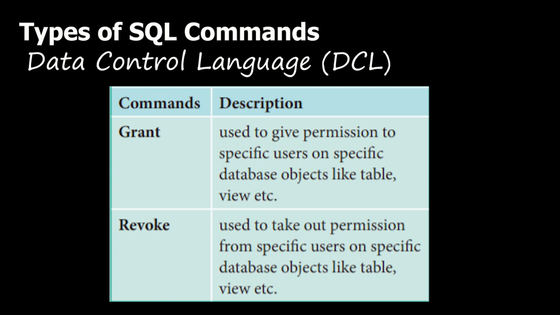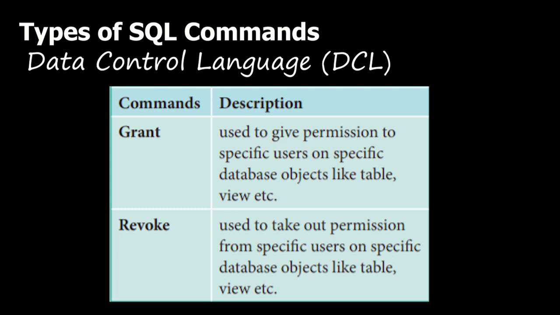That is using grant. To take out the permission, if one boy from this class can always enter the class, and I say that you should not enter this class, then that specific boy cannot enter the class. They take out the permission from accessing that database. That is revoke. Understood? Grant means used to give permission to a specific user on a specific object. Revoke means used to take out the permission from a specific user on a specific object. Understood the difference between grant and revoke?